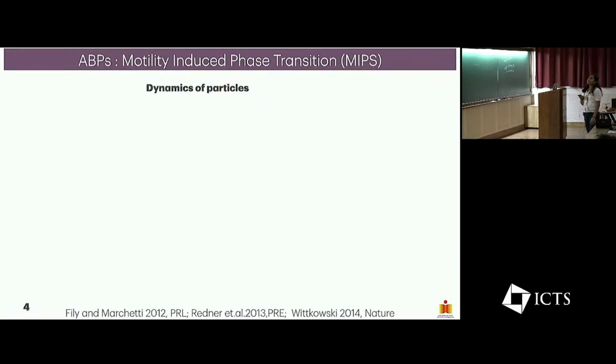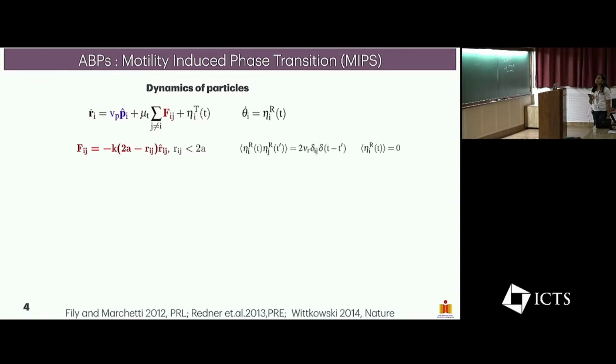I am going to introduce the active Brownian particle, a particle having radius a, with dynamics like this, where the velocity has three terms. One is the self propulsion, another is the interaction term, and third is the translational noise, which I am not considering in the system. The force of interaction is given by this equation. It also has a rotational rate, which is nothing but the random fluctuations.